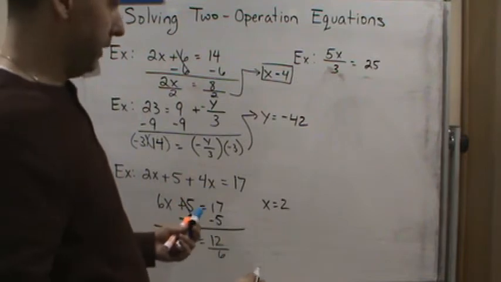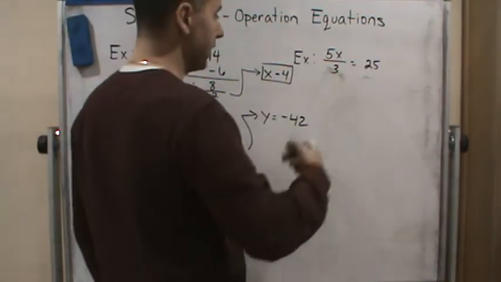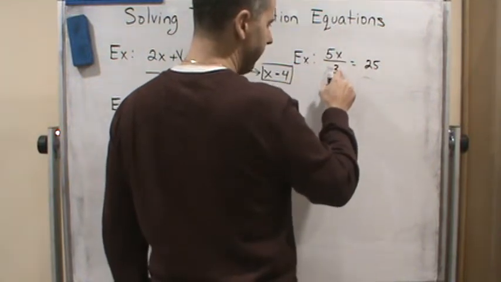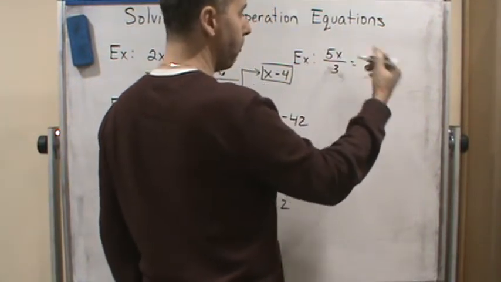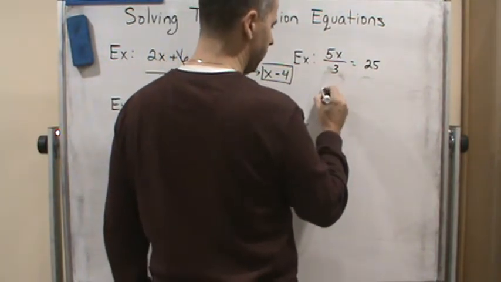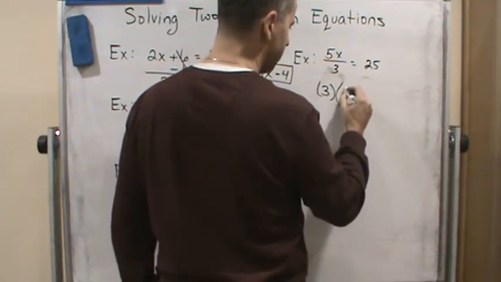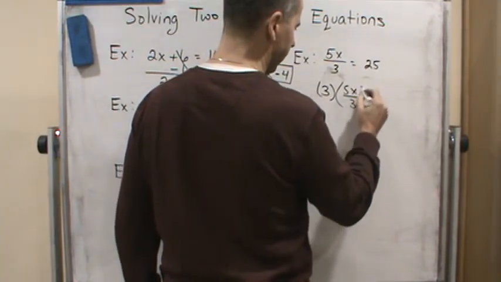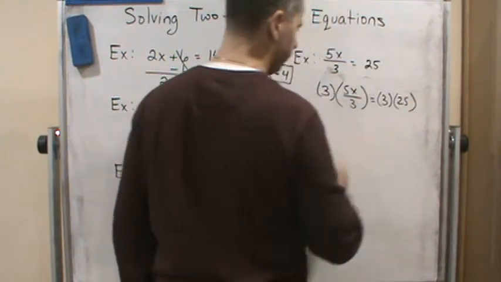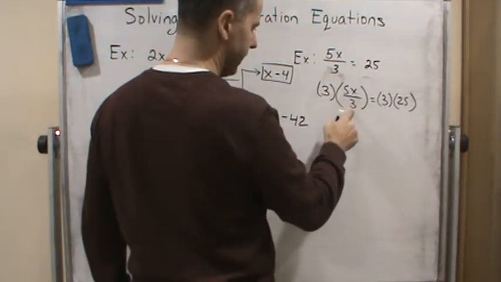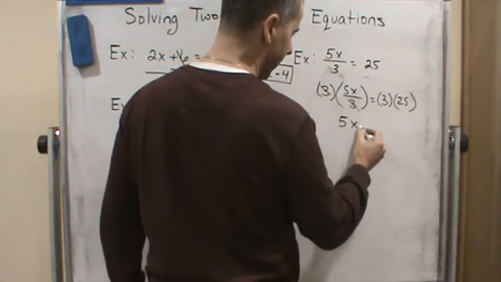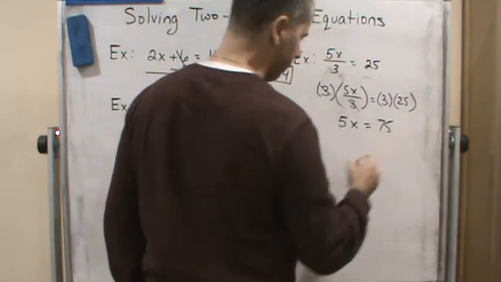So how do I handle this? Well, the first thing you can do is say, well, I want to get rid of that 3. So since I'm dividing by 3, then I'm going to have to multiply by 3. So I'm going to multiply both sides by 3. So I'm going to do 3 times 5x over 3 equals 3 times 25. So again, this 3 divided by 3 is 1. So then that's going to give me 5x equals 75.